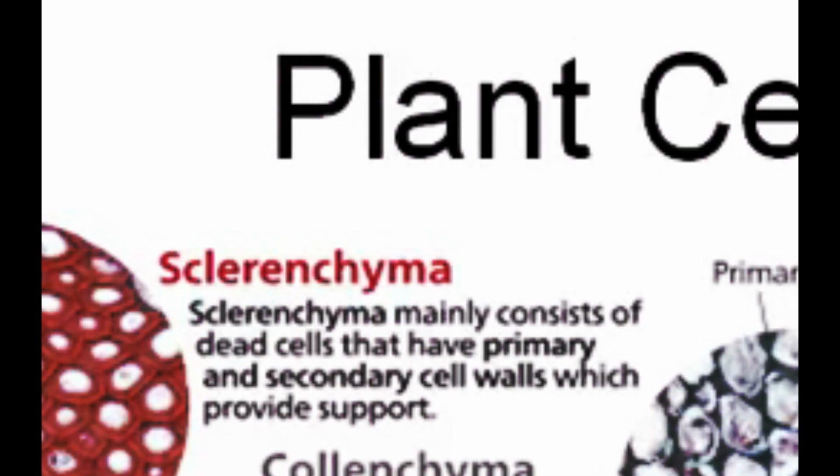Sclerenchyma cells mainly consist of dead cells that have both primary and secondary cell walls, which provide support. These cells are dead at maturity.